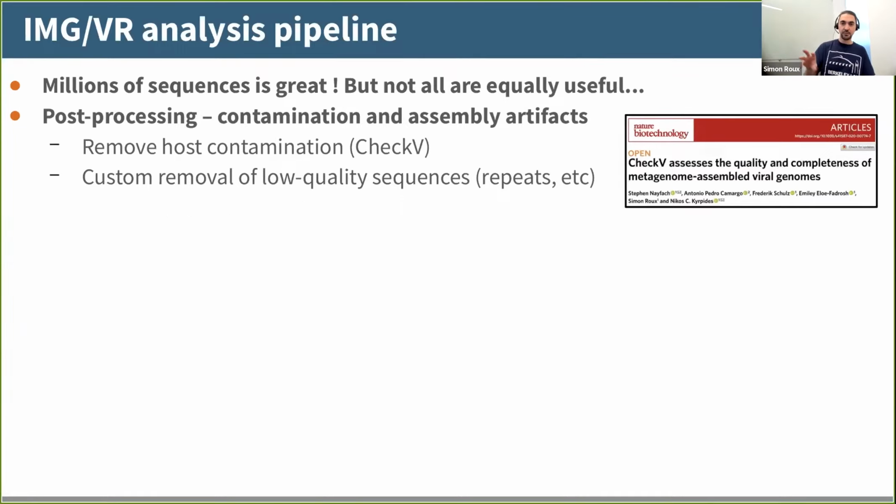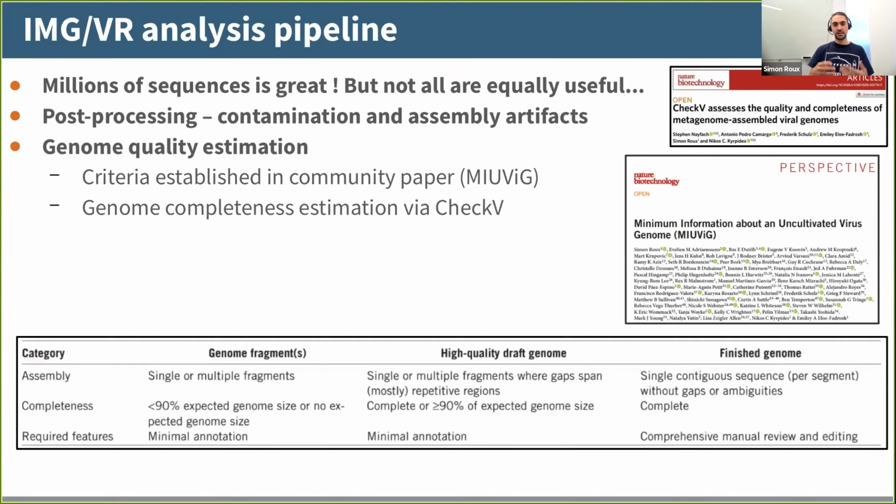So the first step, and I will just go briefly through what analysis pipeline, so to speak, we use for IMGVR. First step is post-processing. We remove contamination, and we try to estimate completeness of the genomes using CheckV. For this, we especially rely on the MIUViG paper, where we describe good criteria for what is a high quality genome versus a low quality genome. I will let you read through this if you are curious, but it's basically all about completeness of the genome. Do I have a near complete or complete genome, versus a small fragment of a genome?